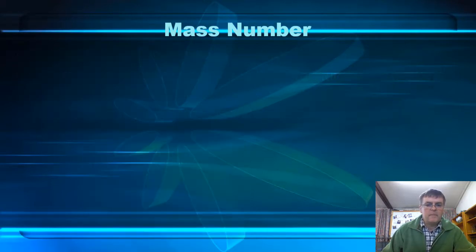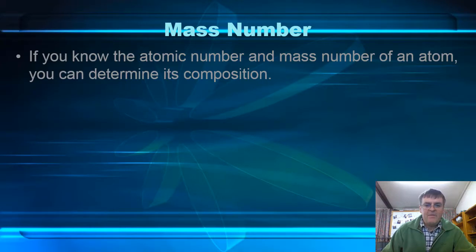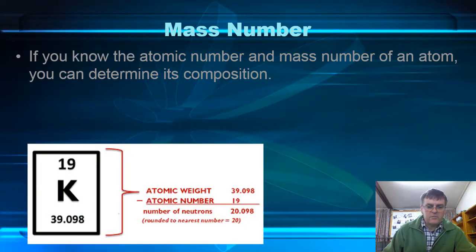What can we do with that? If you know the atomic number and the mass number, you can figure out how many protons, electrons and neutrons each atom has. Here's potassium, and we have its atomic number up the top, 19. That tells us it's got 19 protons, and down the bottom we've got 39. We're going to ignore the 0.98 for the moment. So its mass number is 39.